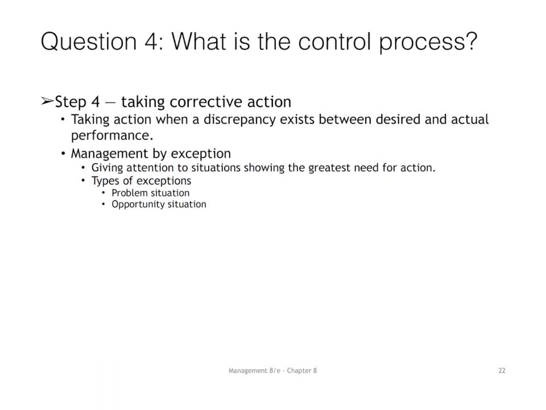Okay, we continue to step 4. Step 4 is the final step in the control process. We have to take corrective action. Taking action here is when a discrepancy exists between desired and actual performance. So maybe in controlling we take no action. Why do we take no action? Why no action in controlling?